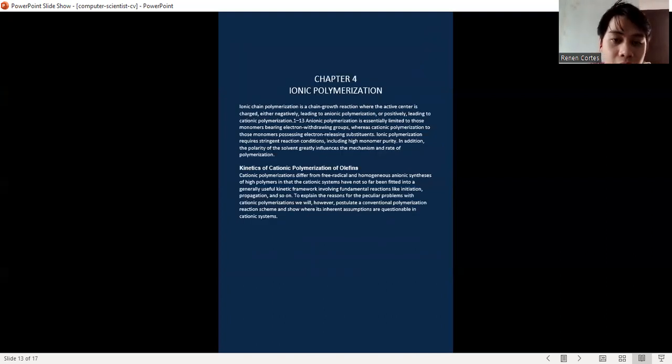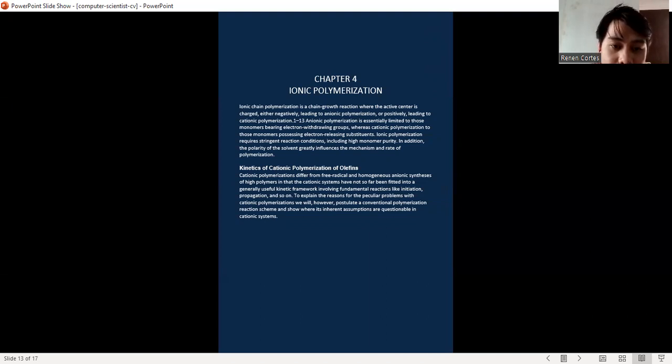Now chapter 4, ionic polymerization. Ionic chain polymerization is a chain growth reaction where the active center is charged, either negatively, leading to anionic polymerization, or positively charged, leading to cationic polymerization. Anionic polymerization is essentially limited to those monomers bearing electron withdrawing groups, whereas cationic polymerization is limited to those monomers possessing electron releasing substituents.